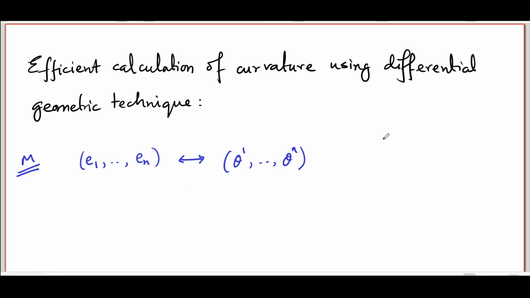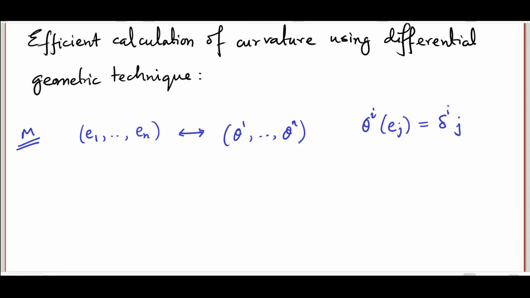Now, a very standard relation between these two sets that is very often used is that you choose theta^i in such a way that theta^i acting on the e_j's gives you functions, but very simple functions. They're delta^i_j. They're constant functions, constant at either 1 if i equals j or 0 if i is not equal to j.